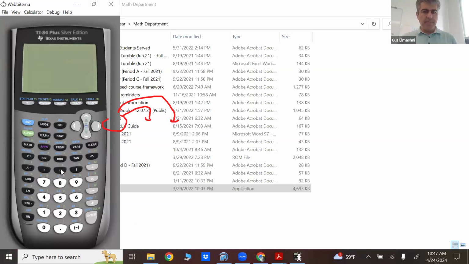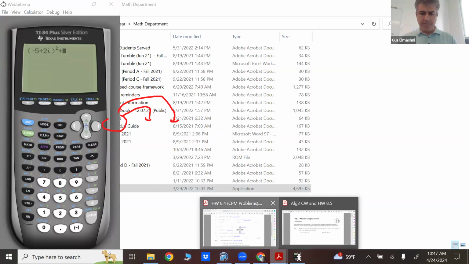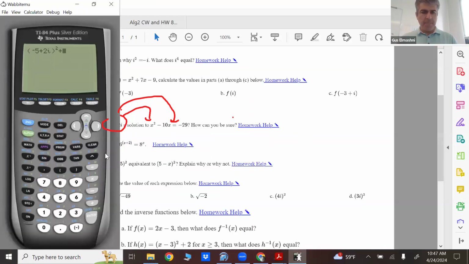So if you did parentheses, negative 5 plus 2i, i is second decimal point, squared, and then plus, or was it plus or minus? I don't remember. Minus, my bad. Minus 10 times negative 5 plus 2i. I made a mistake somewhere. It was 5 plus 2i. Let's repeat that. Thank you. My apologies. 5 plus 2i.